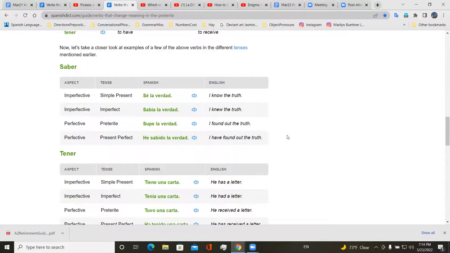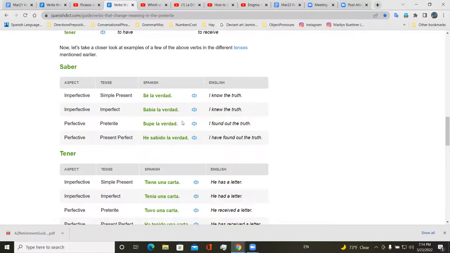Sé la verdad. I know the truth. That's right now. Sabía la verdad. I knew the truth. I knew what the truth was. I don't know when it started or it ended. I just knew. It's a mental process. I don't have a beginning or end on. But supe la verdad. Supe is the pretérito of saber. Supe looks pretty weird because it's got a P, not a B, and it's got a U. What the heck is going on there? You see how weird saber looks in preterito. Supe la verdad turns out to be an example of I found out the truth because it happened this quick.